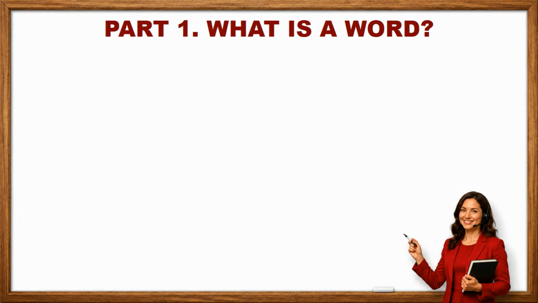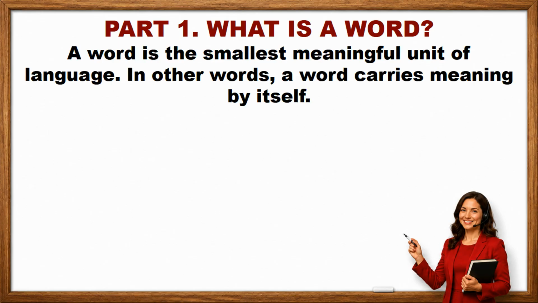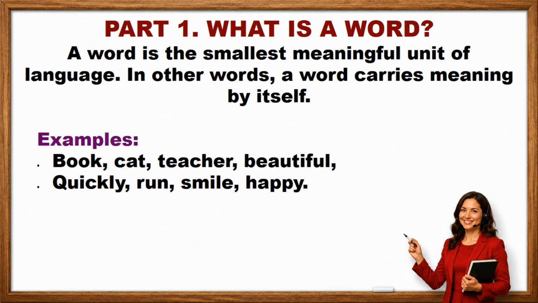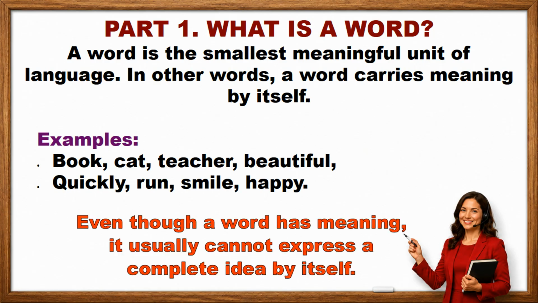Part 1. What is a word? Let's start with the smallest unit. A word is the smallest meaningful unit of language. In other words, a word carries meaning by itself. Examples: book, cat, teacher, beautiful, quickly, run, smile, happy. Each of these is just one word. Even though a word has meaning, it usually cannot express a complete idea by itself.